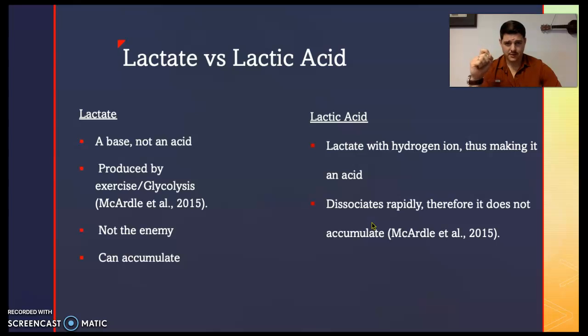Looking at lactate versus lactic acid, what it really breaks down to is just that hydrogen ion. The hydrogen ion is what technically makes lactate, which is a base, not an acid, an acid. So very similar, but they're not the same. Lactate is produced again by that glycolysis process with low oxygen availability. It's not the enemy. There have been a lot of beliefs in the past that it was, but causation does not equal correlation. That's kind of what was happening here.